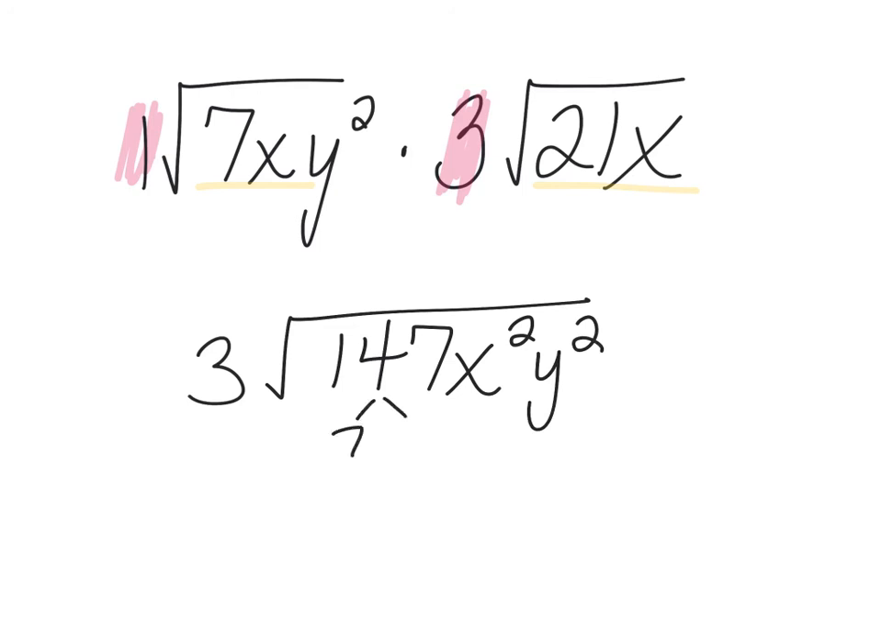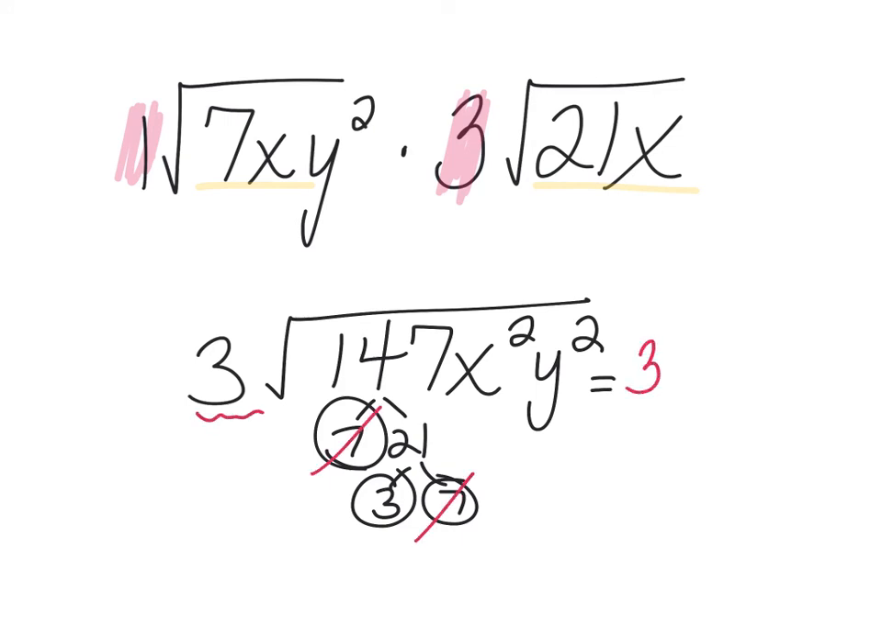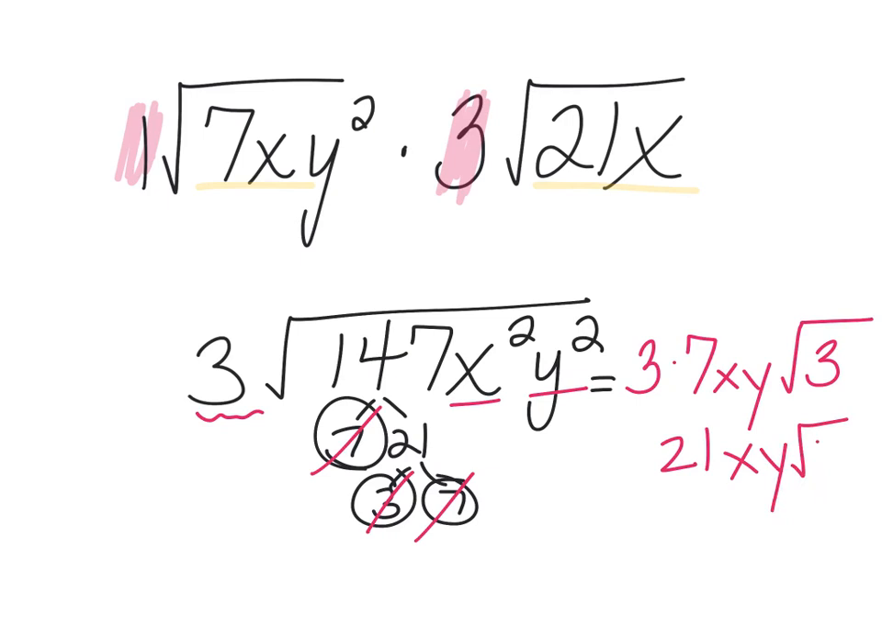Now I just multiplied 7 times 21, so I know it's 7 times 21, and then 3 times 7. So I have a pair of 7s that's going to come out on the outside. So I had the original 3 that was out front, times 7. Open up a square root sign. This 3 stays inside. Then I have an x squared and a y squared. Since they're pairs, they each come out as x times y. So my final answer is 21xy times the square root of 3.